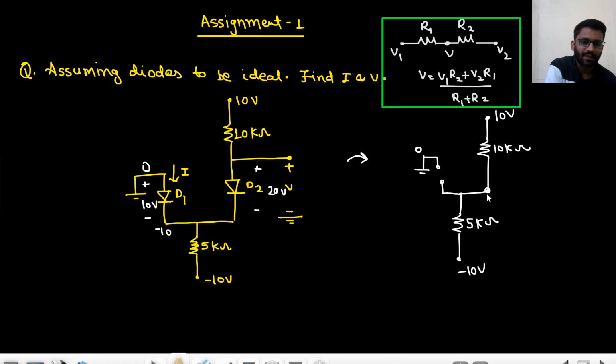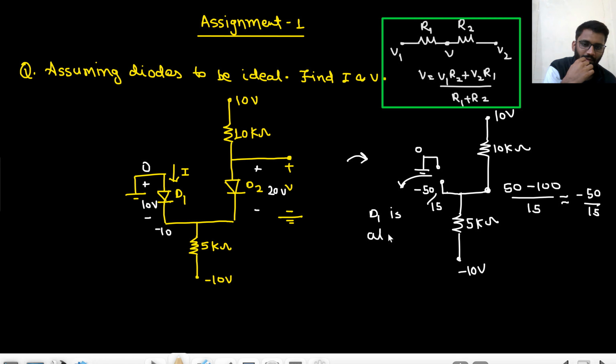So what will be the potential here? The potential here would be (10 into 5, 50, minus 10 into 10, minus 100) by 15. That is potential of this one into this resistor, minus 10 into 10, minus 100, 10 into 5, 50, upon total resistance 15. So this is some negative value, minus 50 by 15. Here you are having minus 50 by 15, and here you are having 0. That means even diode D1 is also on.